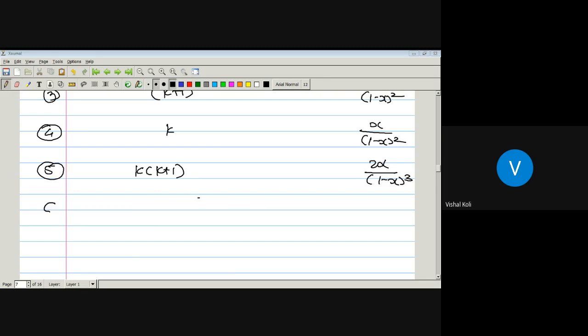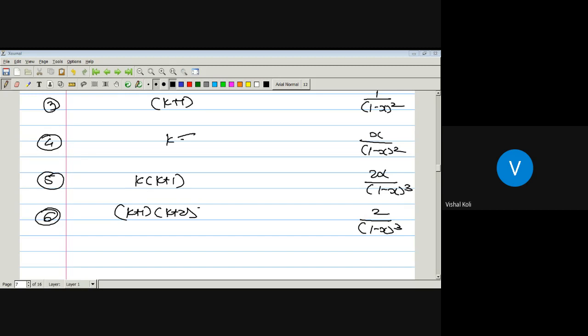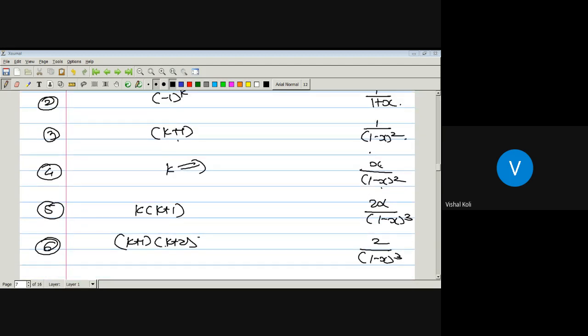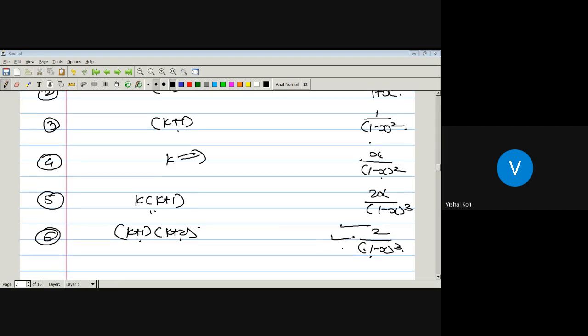Now the sixth one is k plus 1 into k plus 2. So instead of 2x upon (1 minus x) cube, it is just 2 divided by (1 minus x) cube. Same as, if k is the kth general term, it is x into (1 minus x) whole square; if it is k plus 1, it is 1 upon (1 minus x) whole square. So whenever it is k plus 1 into k plus 2, it is simply 2 divided by (1 minus x) whole cube. But if it is k into k plus 1, we just multiply by x, and it is 2x divided by (1 minus x) whole cube.